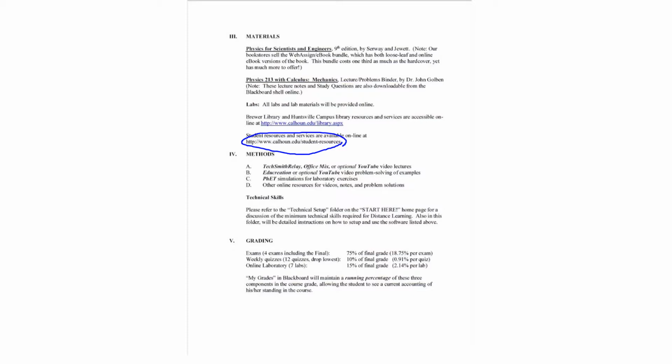All the labs and lab materials for this course will be provided online, so there's no specific lab book for that. And if you wish to check out the library resources, check out this link here and the student resources at another Calhoun link as well.